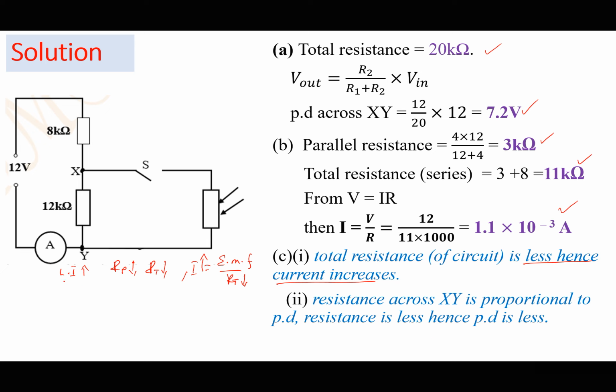So if the light intensity increases, the resistance across the parallel decreases. And remember, V across XY depends on the resistance in parallel. It is going to be current times the resistance in parallel. Since this decreases, the PD across XY also decreases. Or you can say as current increases, the PD across the 8 kilo ohms increases, which automatically means that the PD across XY must decrease because the total should remain 12. As simple as that.